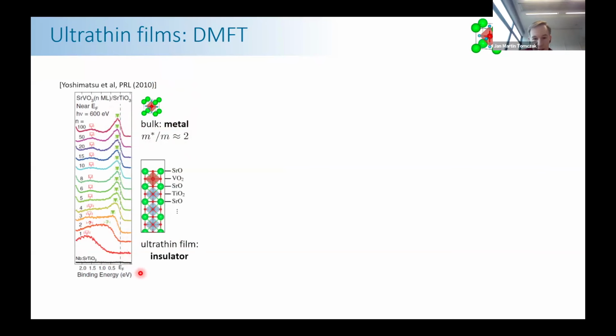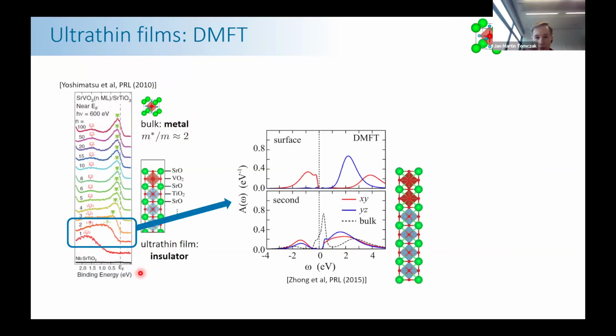And that we simulated already a while ago in the group of Karsten Held, and this is from Zicheng Zhong, already in 2015. This is the two layers on top of STO, and sure enough, if we do DMFT for it, we see that it is insulating. So there's a gap in the top layer of this system, and also in the interface layer, the bottom layer here, the spectral function is gapped.